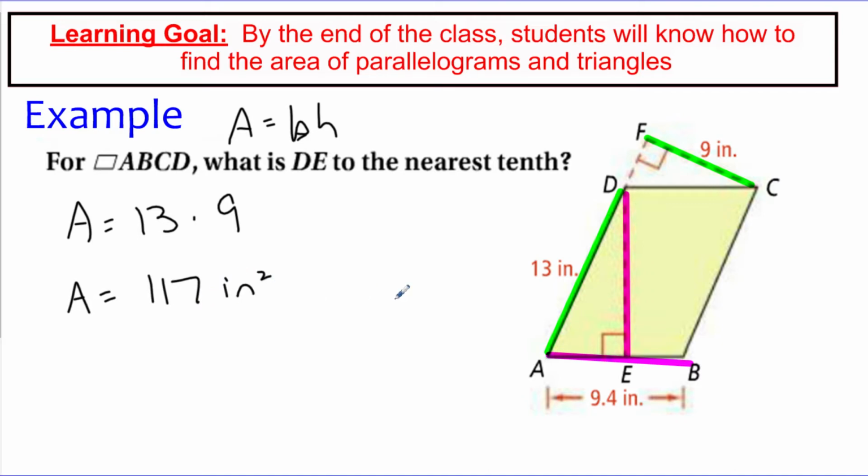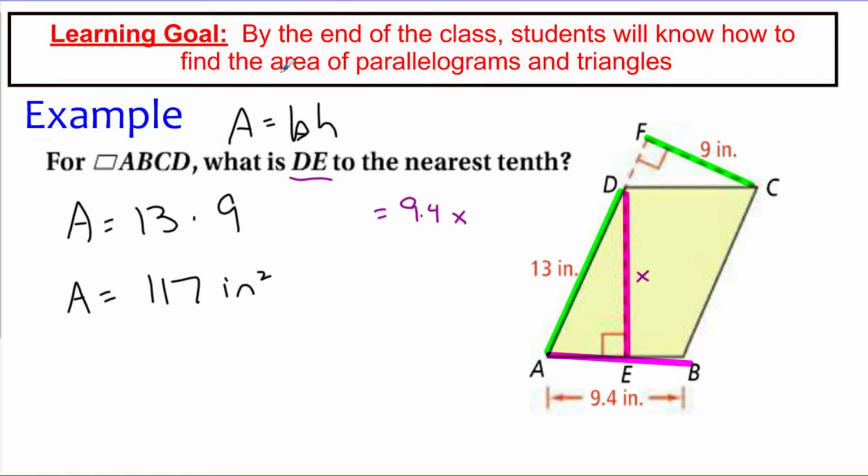Okay. If I use now the two purple sides, okay, I'm going to do the exact same calculation again. I'm going to say the area is equal to base 9.4 times height. Well, that's DE. I don't know that one. So I'm going to call that X. Okay, so 9.4 times X. But hold on a second. Now I know the area. So I can actually get rid of this little a.